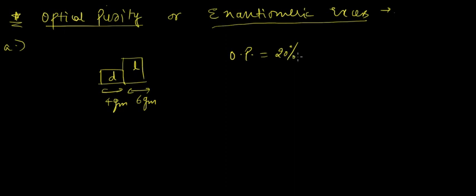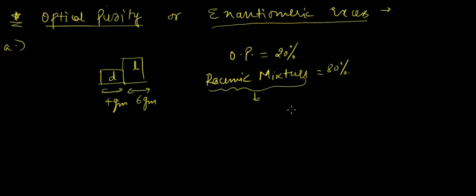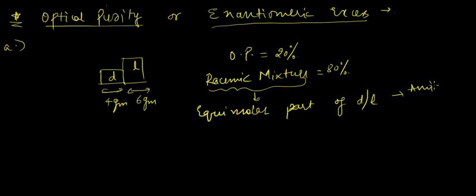Optical purity for this would be 20%, and 80% would be racemic mixture. Racemic mixture would be 80% because, I hope you remember what a racemic mixture is. A racemic mixture is an equimolar concentration of D and L, or R and S, in a mixture. So equimolar parts of D and L in case of amino acids and carbohydrates, and R and S in case of others.